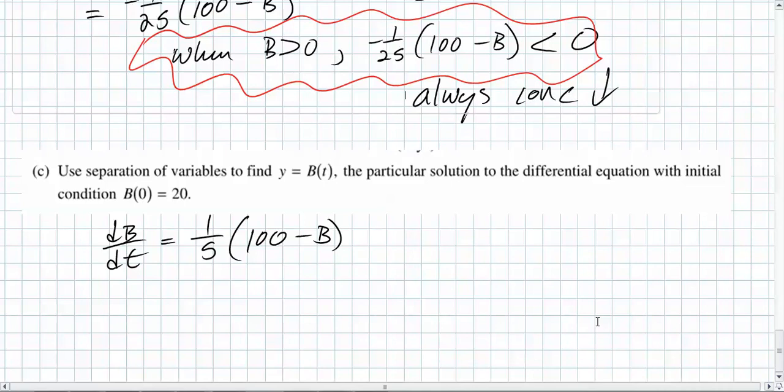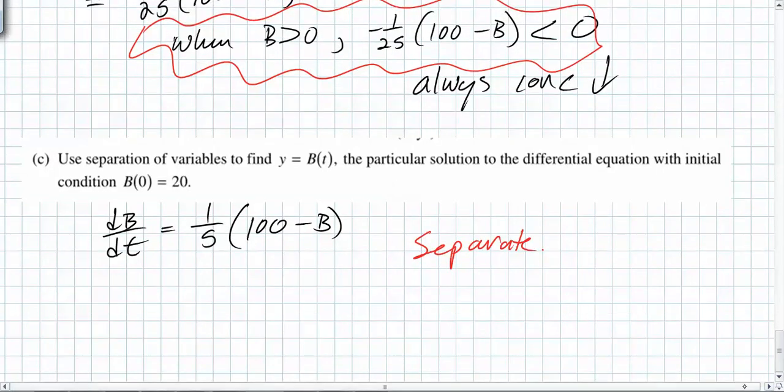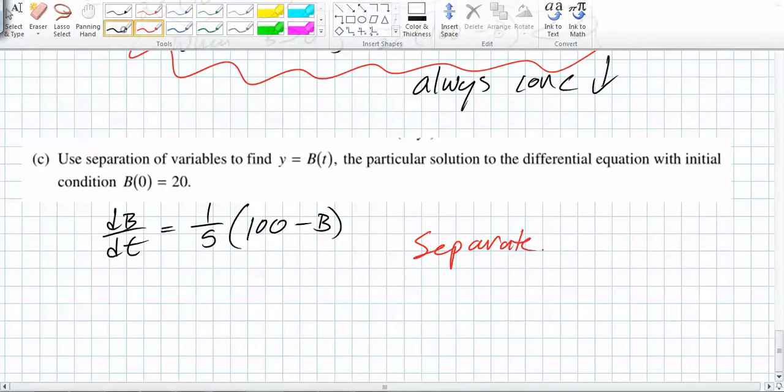So here, db dt is equal to this. So the first thing we have to do is separate the variables. What does that mean? What does separate the variables mean? The dt needs to be attached to t, and the db needs to be attached to b. So how do we do that? What do I do first? We could, sure, you want to multiply times 5? That's fine, if you want to.